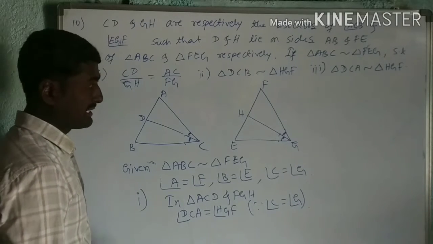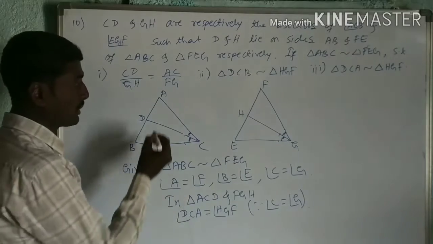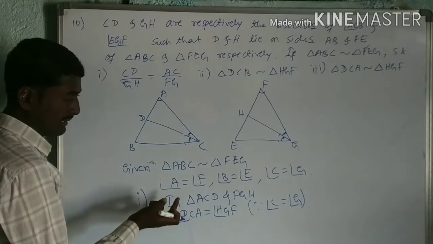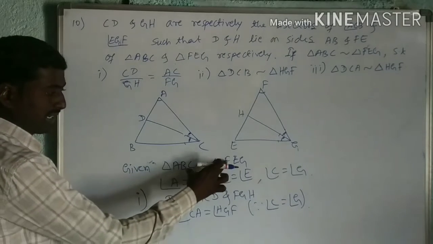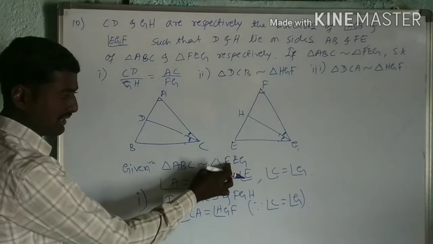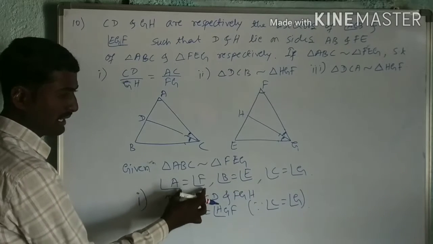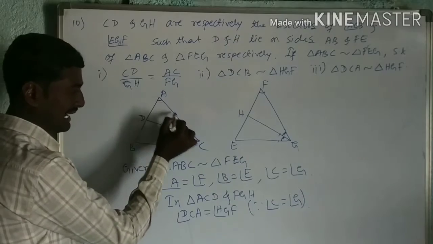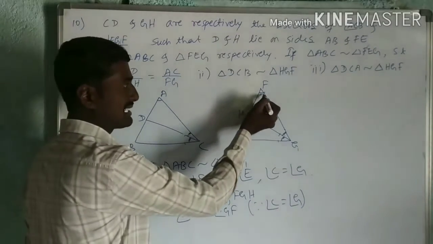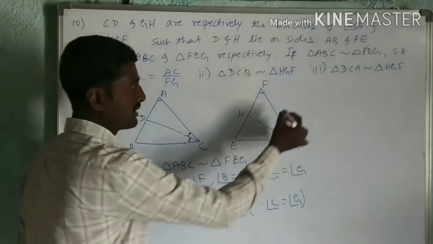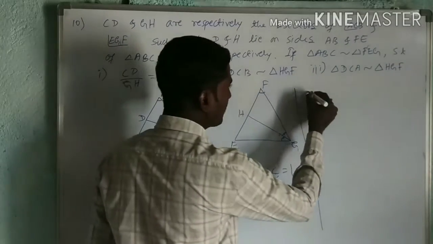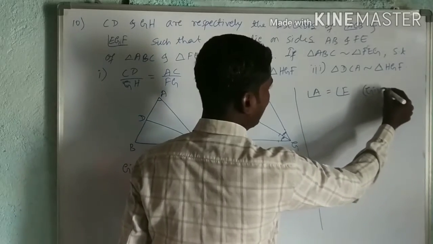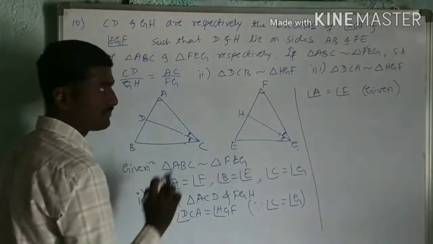To apply AA, one more condition, that is angle A is equal to angle F. Can I write? Because here they have given triangle ABC is similar to triangle FEG, therefore angle A is equal to angle F. Angle A is the angle of triangle ACD, angle F is the angle of triangle FGH. It is also given, so already I have taken it. Means I have proved it above.